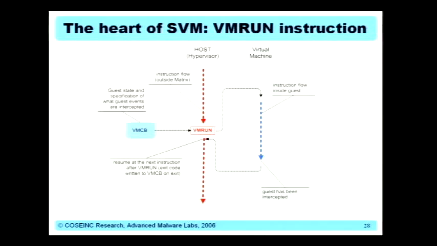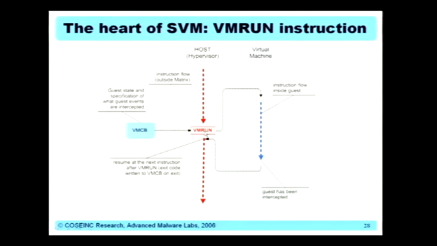For example, that you would like to intercept every call of SIDT instruction, or every debug exception, or every page fault exception, or whatever. There's a list of few dozens of events which we can intercept. So once we create this VMCB, once we fill it with our preferred values, we can call VM-run instruction.